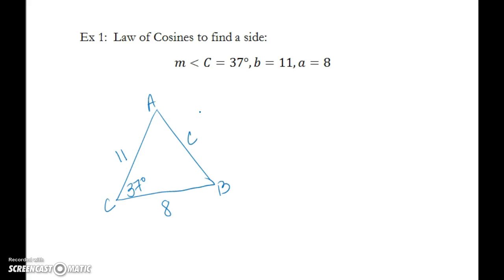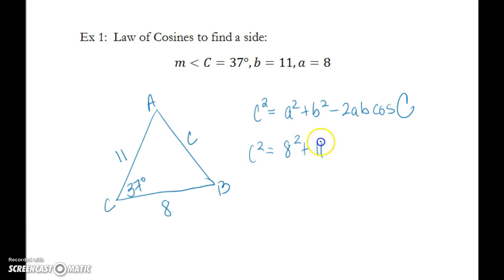Now, the law of cosines says we have variations, but a side squared is equal to the sum of the other two sides squared, minus 2 times A times B, those two sides, times cosine of the angle across from the original side. So in this case, the cosine of C. So if we substitute, A squared is 8 squared, B squared is 11 squared, minus 2 times 8 times 11 times cosine of 37 degrees.